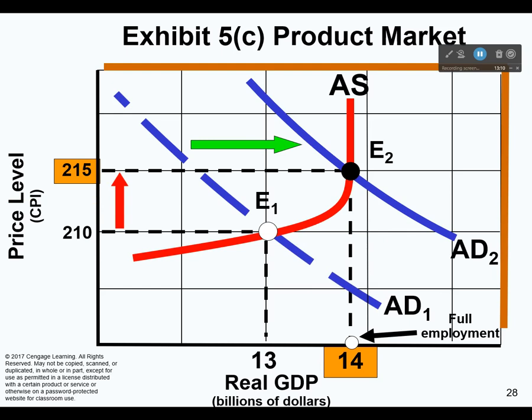So an increase in the money supply will cause a decrease in interest rates, which will induce more investment spending, so I increases. Aggregate demand is equal to C plus I plus G plus NX. So if I increases, that will increase aggregate demand, and we shift the curve to the right. An increase in aggregate demand will generally cause an increase in prices and an increase in output.